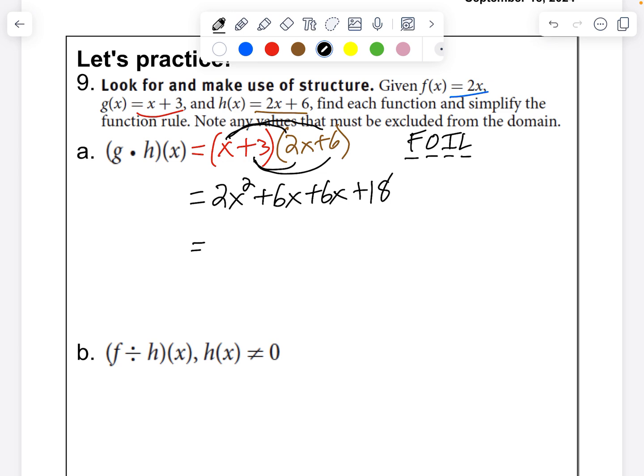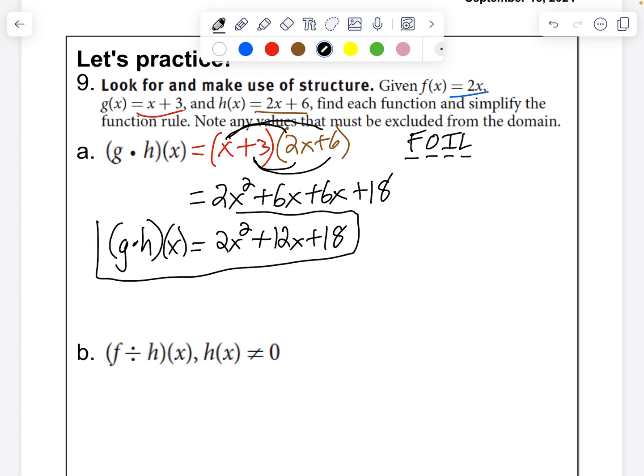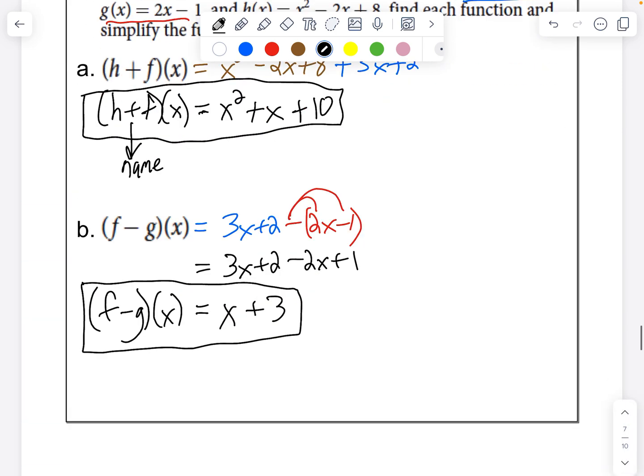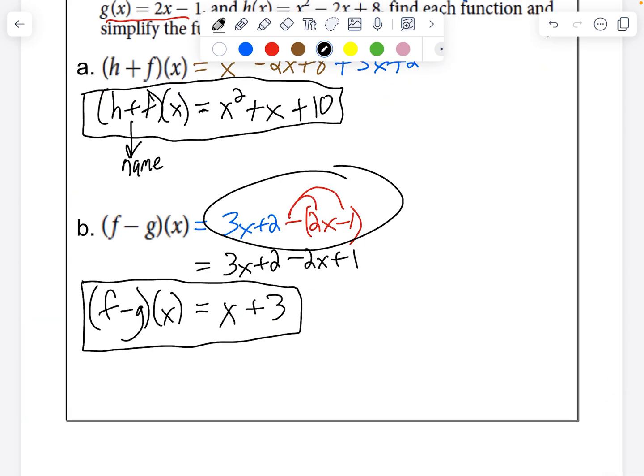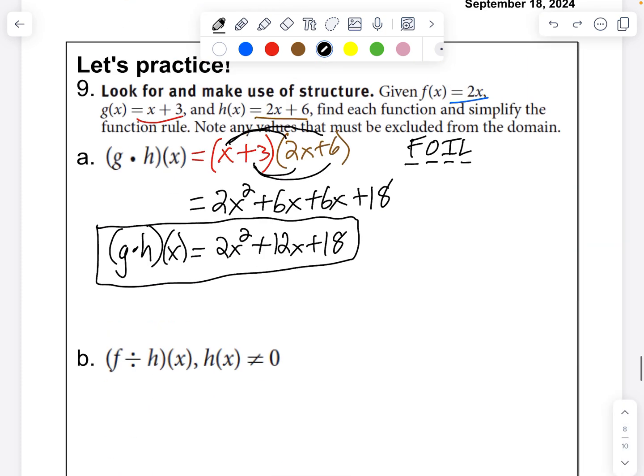Now we just combine like terms. The only like terms here happen in the middle. 6x and the 6x are like terms, so that becomes 12x plus 18. And that's our new function g times h of x. All right? So in all of these problems, there are two tricks to watch out for. Number one, distributing a negative. That's by far the number one mistake we forget to do in this class. And number two is to get used to this FOIL or double distribution technique. You guys have seen it before, it's just been a while.